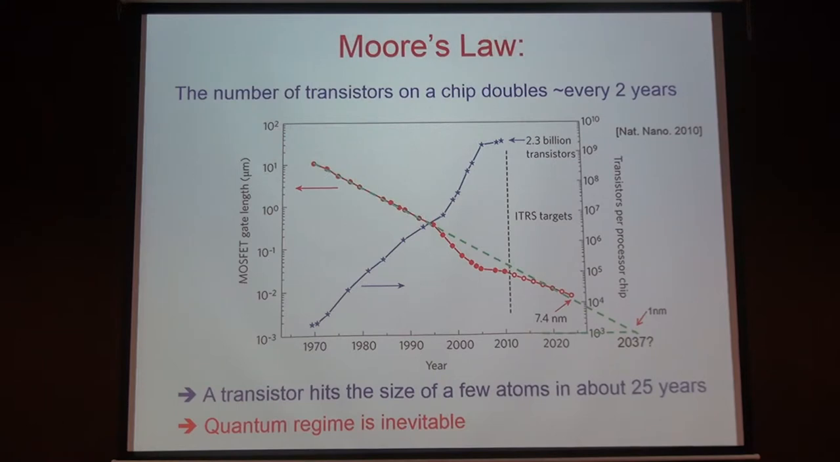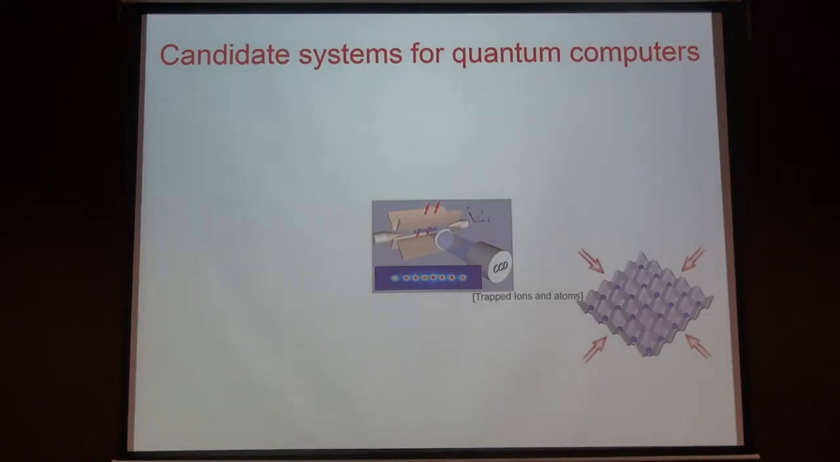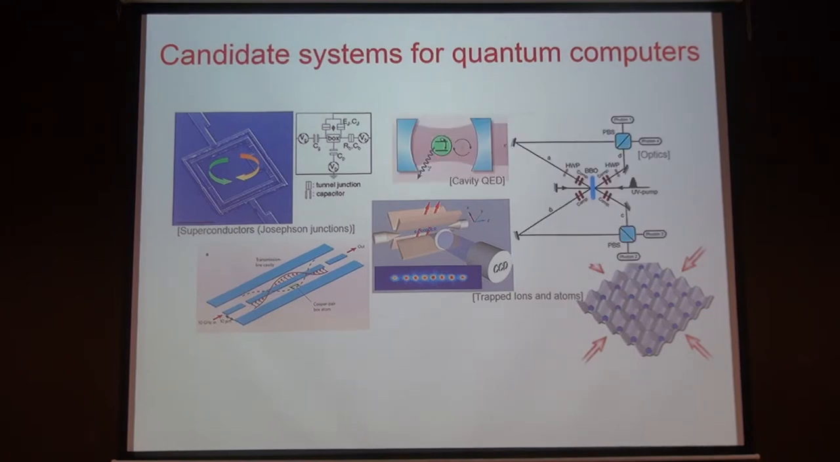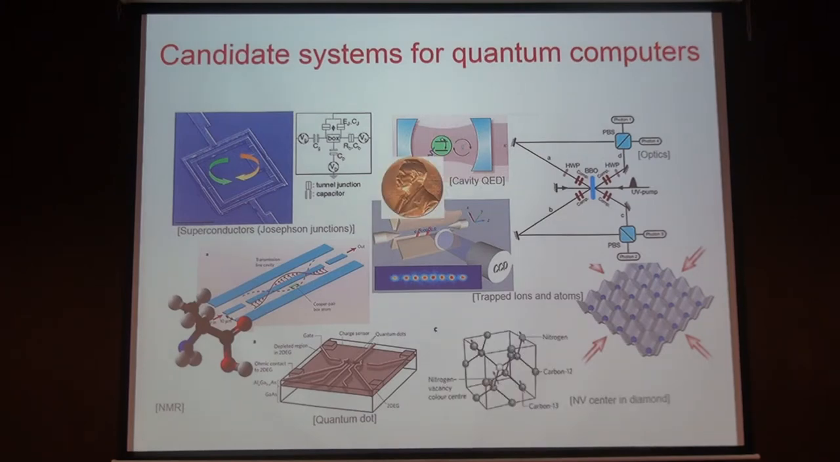Fortunately, there is a new Moore's law that's emerging, and these are based on systems that people have been working on. Let me just show you a few: trapped ions, atoms, superconducting Josephson junctions, circuit QED, cavity QED, quantum dot, NMR, and NV center. And some of these systems have been awarded the Nobel Prize.